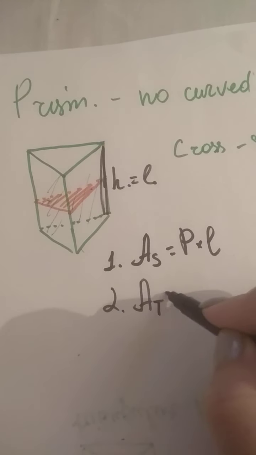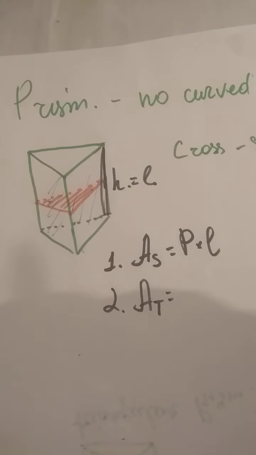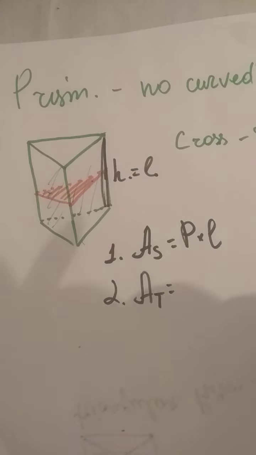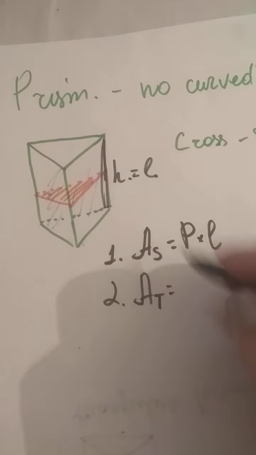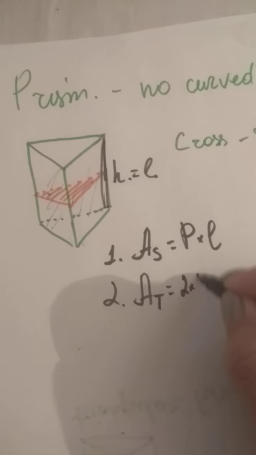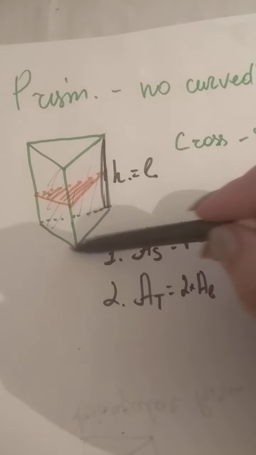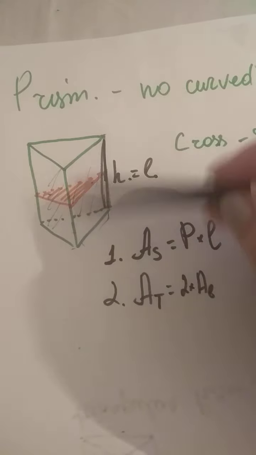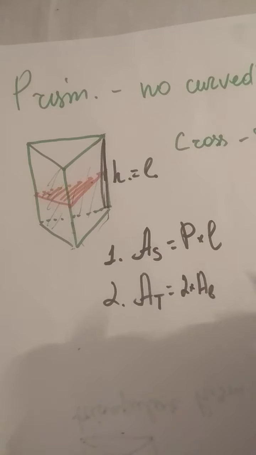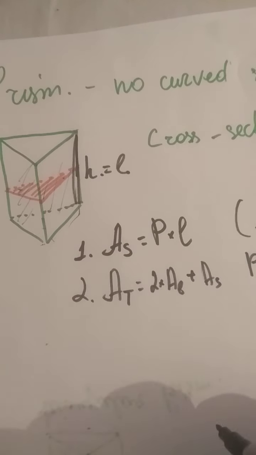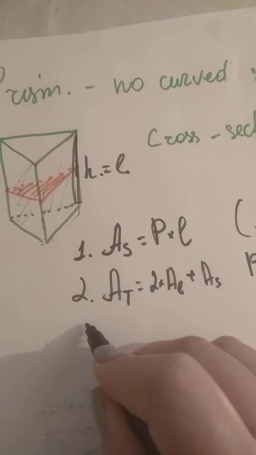Okay, so then the second one is what? Total area. So how can we find the total area? Guys, for the total area, you need to know that we always have two bases. That's why we need to write 2 multiplied by the area of base, because if you find the area of one base, they are the same, so it's enough to multiply by 2. Okay, then plus the surface area. That's it.